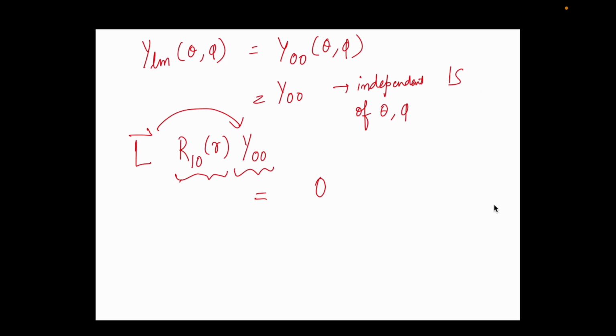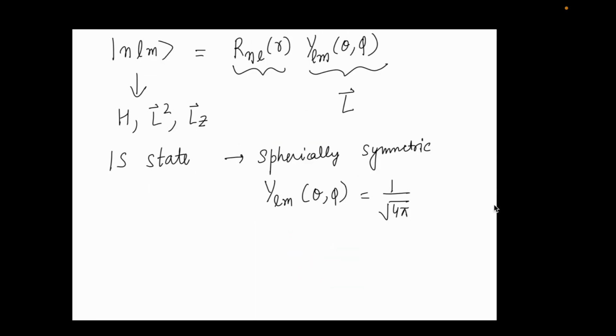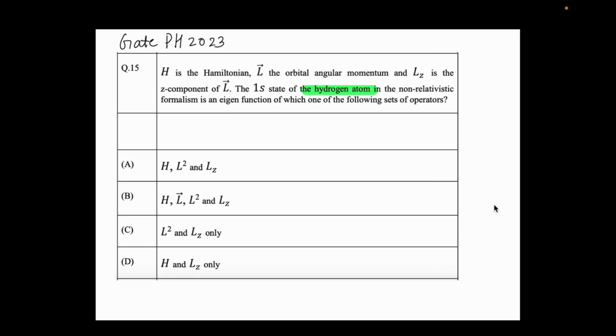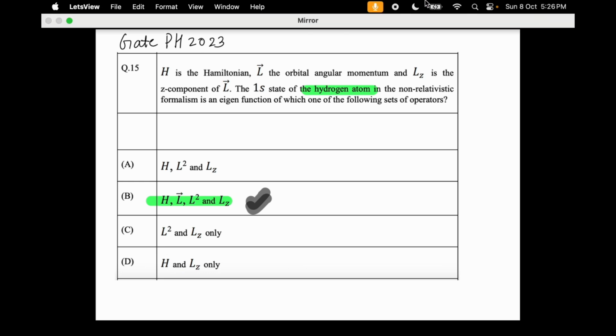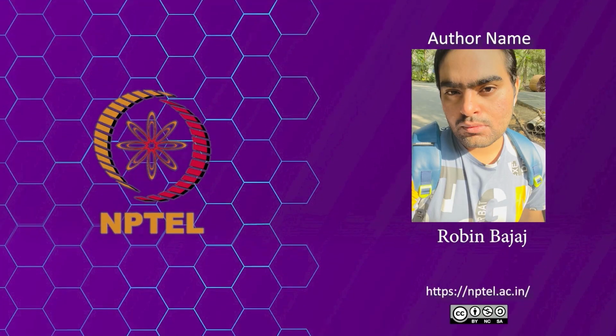So that means you can say your 1s state is also an eigenstate of the L operator. So this clearly says it has to be all of these operators. So that's why your option B is correct. Thank you.